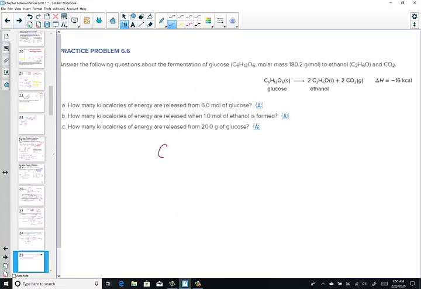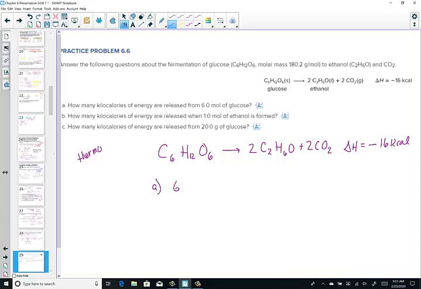Let's write this equation. We have C6H12O6, and it made 2 molecules of ethanol and 2 molecules of carbon dioxide, and in doing so it released 16 kcals of energy. So this is our thermochemical equation. That's a balanced chemical equation that includes the delta H information, the heat of reaction. In letter A, we'd like to know kilocalories, starting with 6 moles of glucose. So your given quantity is already in the mole, very nice.